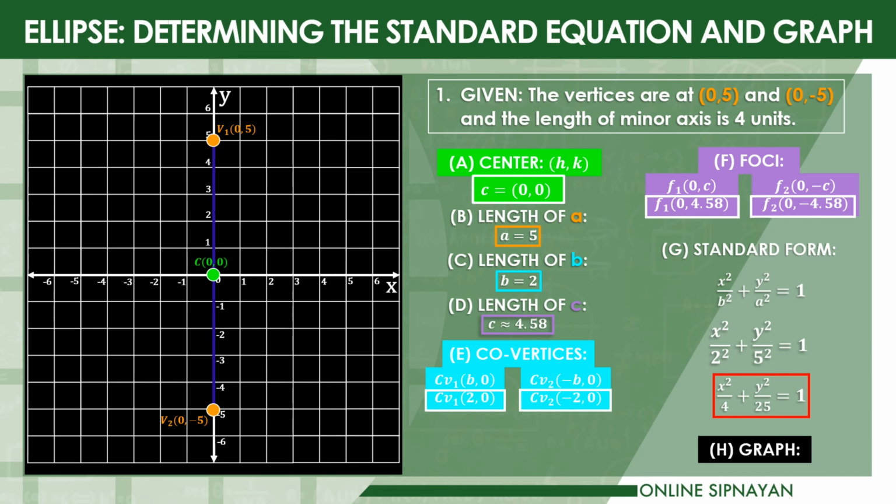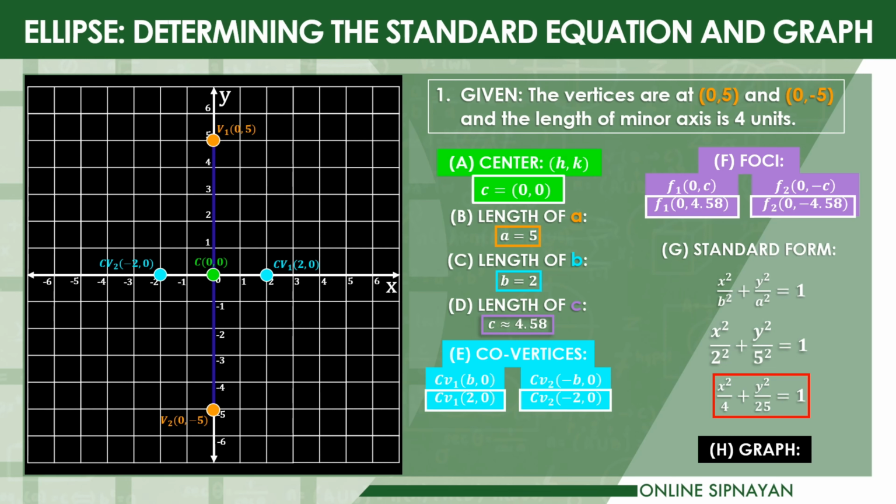Same with the points of the co-vertices. Since b is equal to 2 units, if you move 2 units to the right, starting from the center, we'll arrive at the point where co-vertex 1 is located, which is at (2, 0). And if you move 2 units to the left, starting from the center, we'll have co-vertex 2, which is at (-2, 0). Let's do the same thing with the points of our foci.